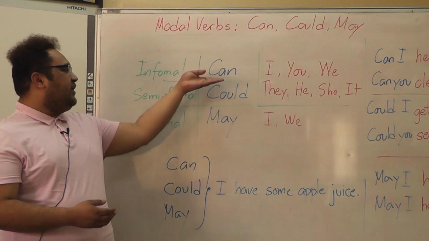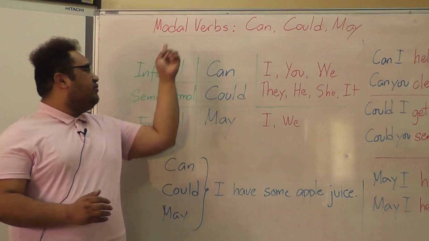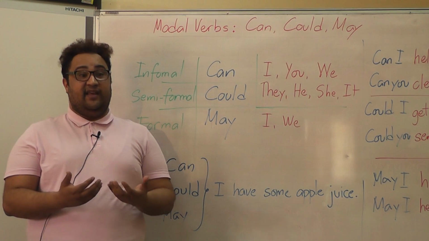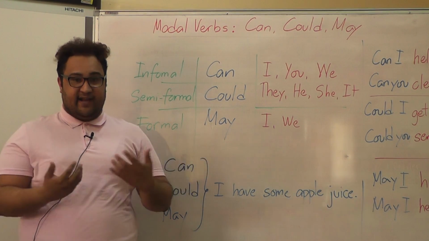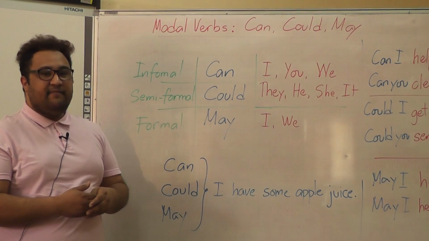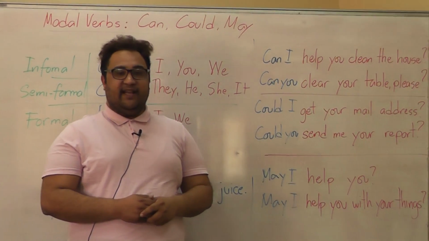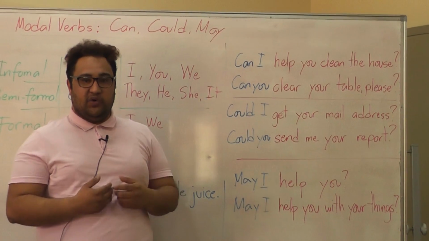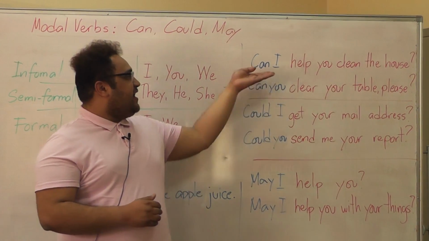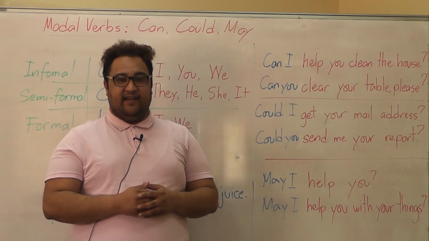So let's start with the modal verb can. We use can when we say informal. It could be any member of the family, your classmate, your friends. So you use the modal verb can. For an example, can I help you clean the house? When you talk to your sister, for an example, or a little brother, can I help you clean the house? So we use can.